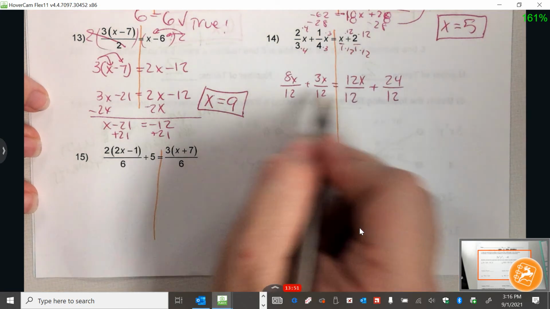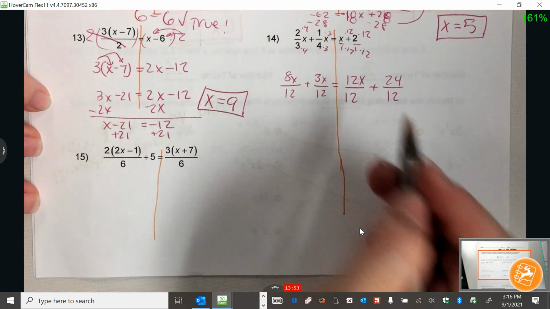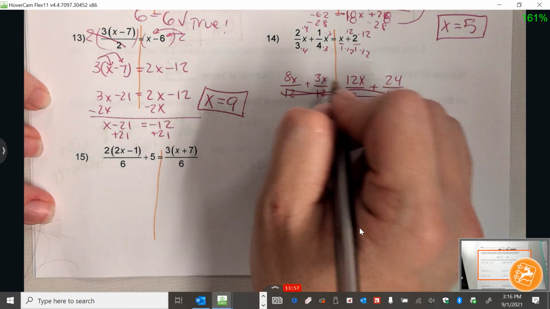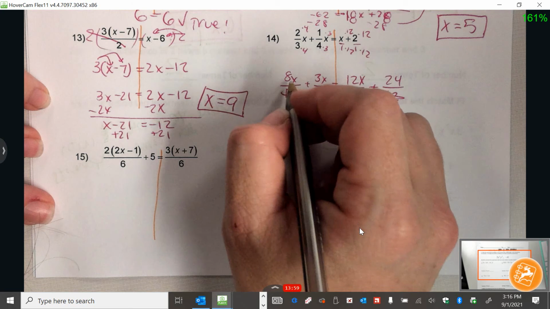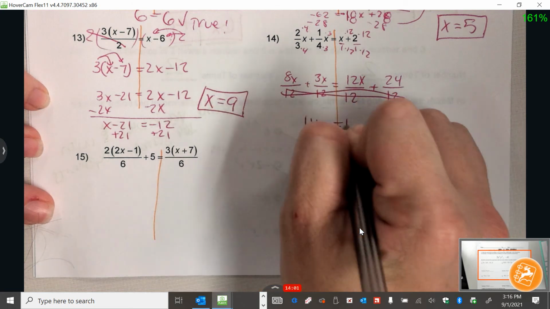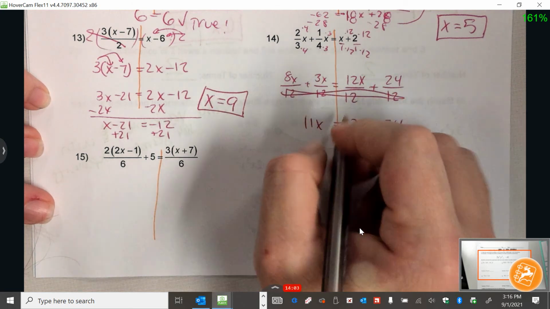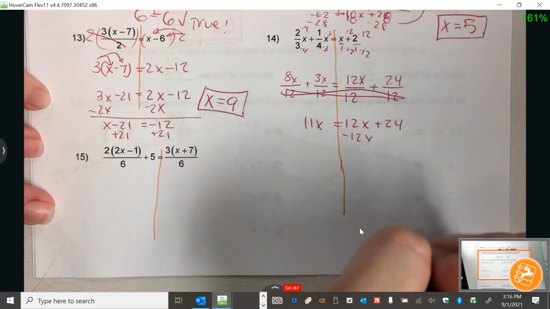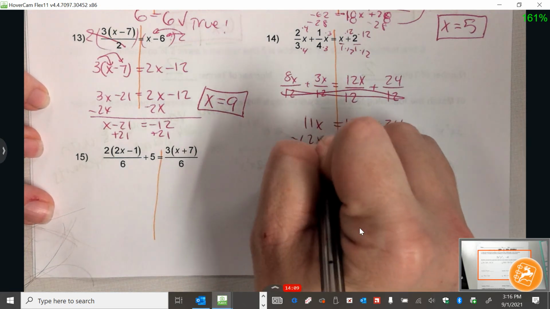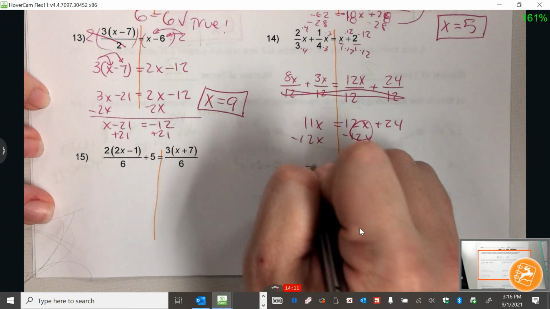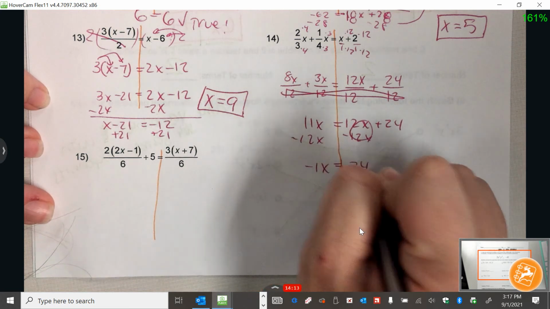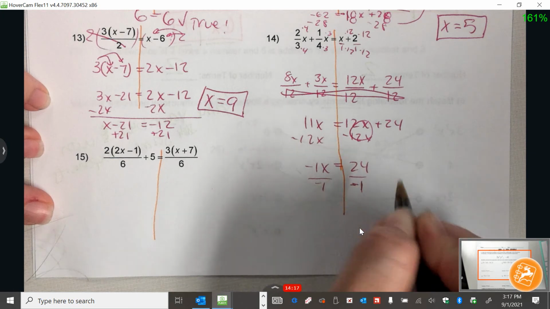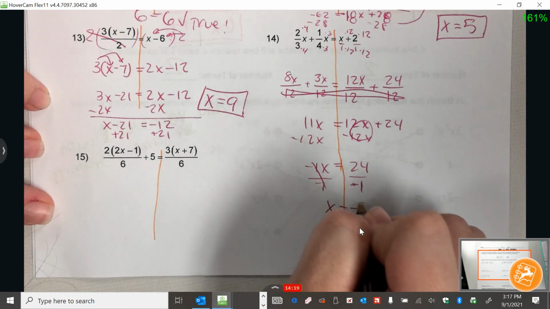Well, now that my denominators match, if I multiply the whole thing by 12, my 12s cancel. So I have 8x plus 3x equals 12x plus 24. So 8x plus 3x is 11x. Minus 12x on both sides, because I already have an x over here. I know this one's my smaller one, but it's already alone. So I need all the x's on that side. And I can't have a negative, so I'm going to divide by negative 1. And I have x equals negative 24.